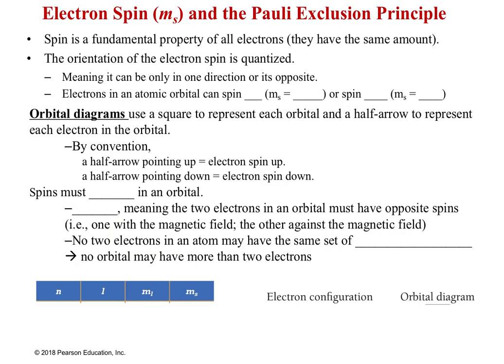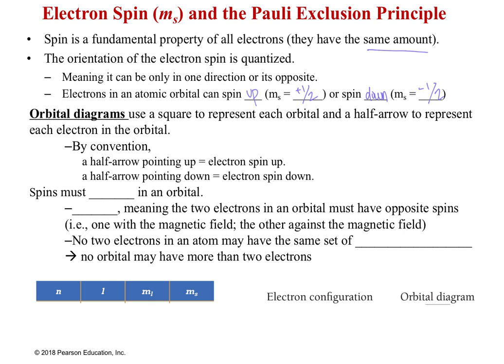Like we talked about last chapter, the m sub s, or the spin quantum number, is a fundamental property of the electron. They're all the same value. It's all a half. Their orientation is just different. So when we have a spin up, we call the m sub s plus 1/2, and when we're spin down, our spin quantum number is negative 1/2.